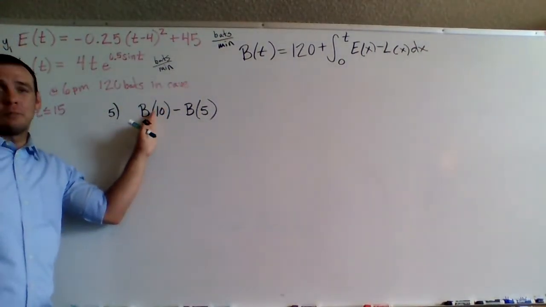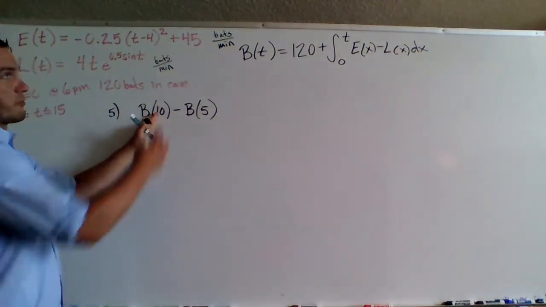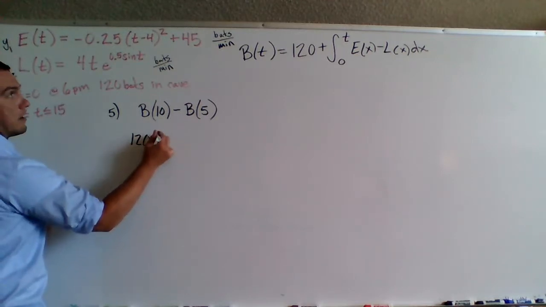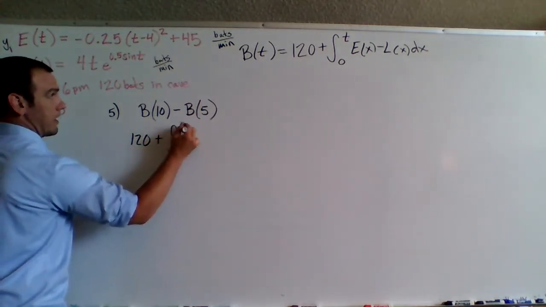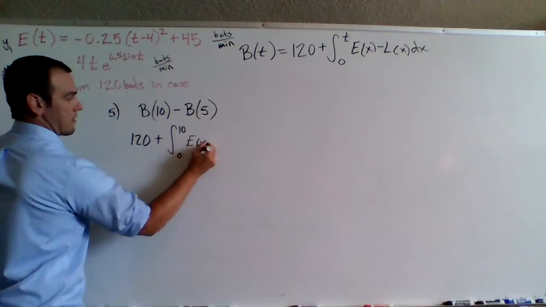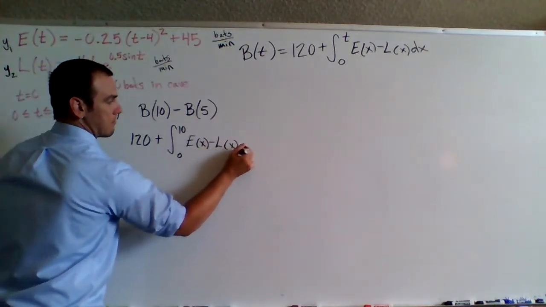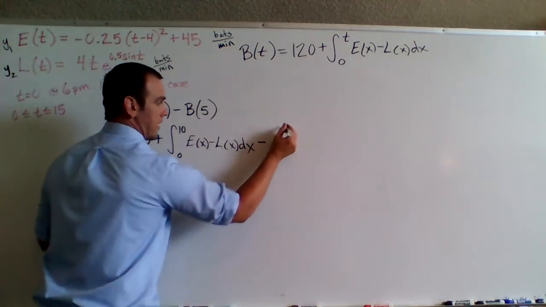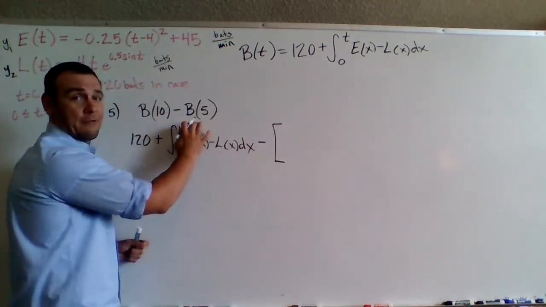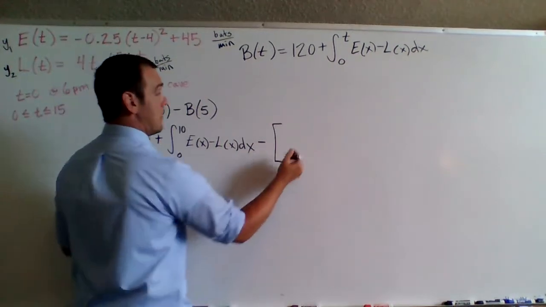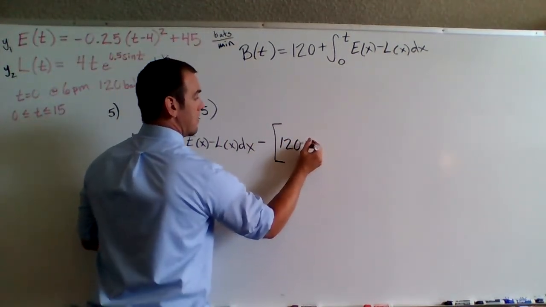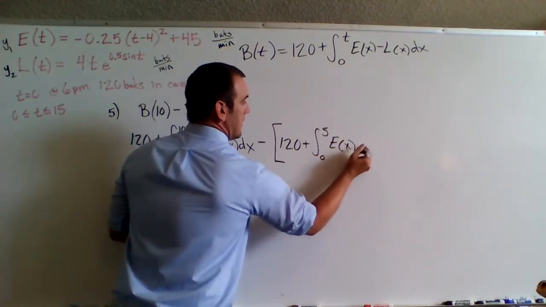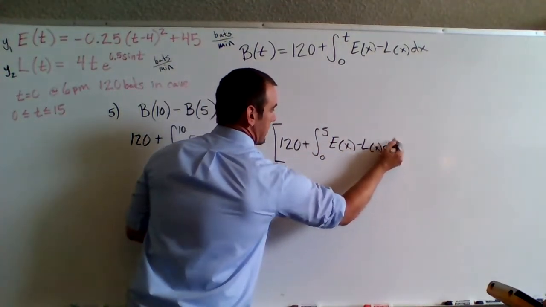So if I want to figure out B of 10, I just plug 10 into all of this. So this is going to be 120 plus the integral from 0 to 10 of e of x minus L of x dx. Okay, so that's really B of 10 here, and I want to subtract all of B of 5, where I'm just going to plug 5 into my equation. So it's going to be 120 plus the integral from 0 to 5 of e of x minus L of x dx.